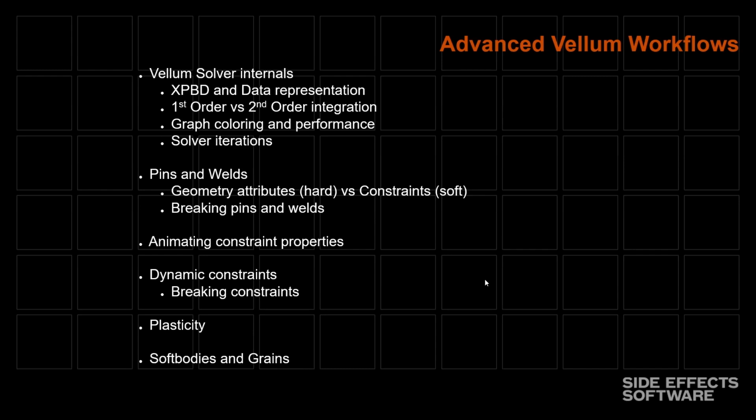Then we'll move on to pins and welds. Pins are a way to hold geometry in place. Welds are ways to attach geometry together. And we'll also discuss the difference between hard geometry attribute-based pins and welds versus using constraints, which are soft and act more like springs, as well as how you might break those pins and welds either programmatically or as a result of stress or forces in the simulation.